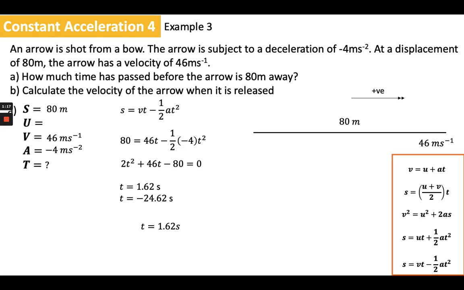Now, we have a negative answer there, and in a second, I'm going to go through part B first, but after that, I'm then going to try and explain what that negative answer means for anyone who's interested. But let's look at part B to begin with. It says to calculate the velocity of the arrow when it's released.